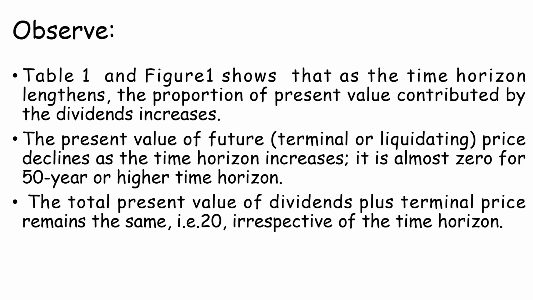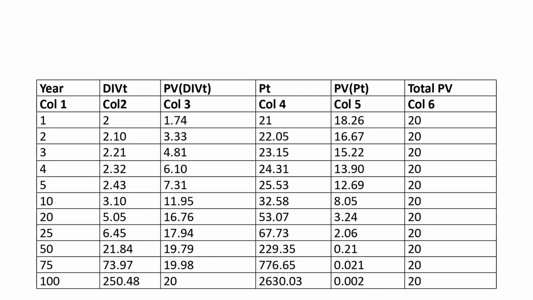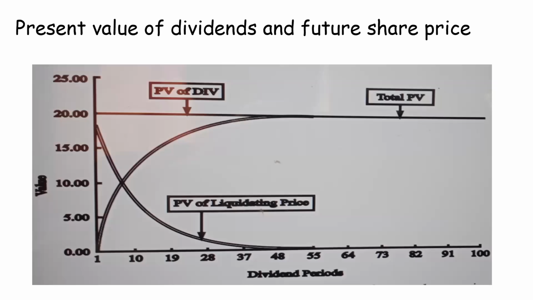And your share price is falling. You can see the total present value remains the same. If you take the summation of your column 3 and column 5, you will see you always get 20 in column 6. That remains the same. Your dividend part goes on increasing, and the volatile part goes on falling. This is what has been depicted with the diagram. The falling part is the share prices, and the increasing part is the dividend part.